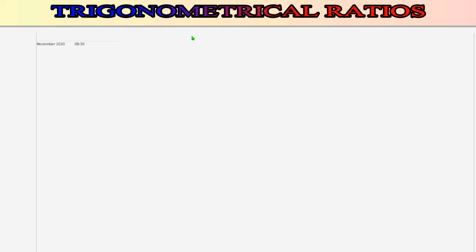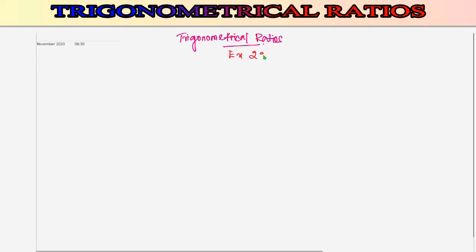Today's session we are going to discuss the chapter Trigonometrical Ratios. I am going to continue solving the problems. Exercise 22A, 18th one.